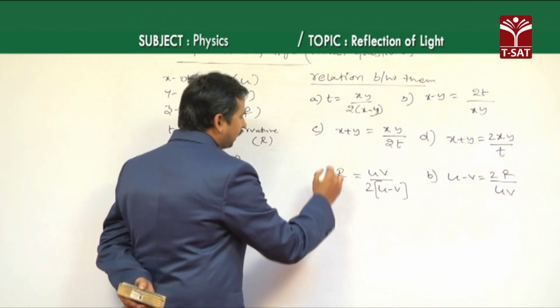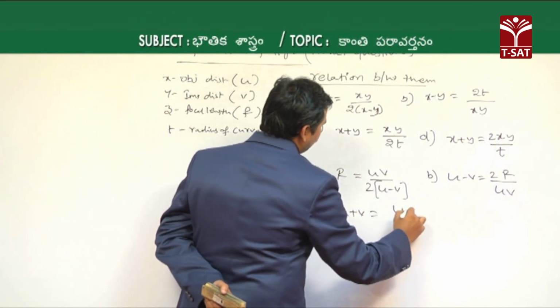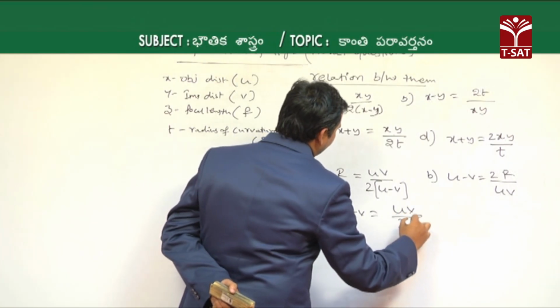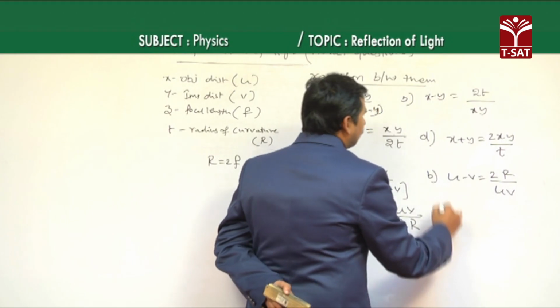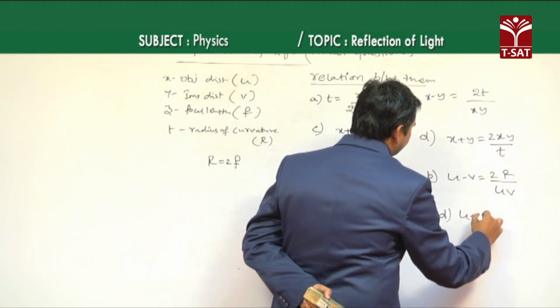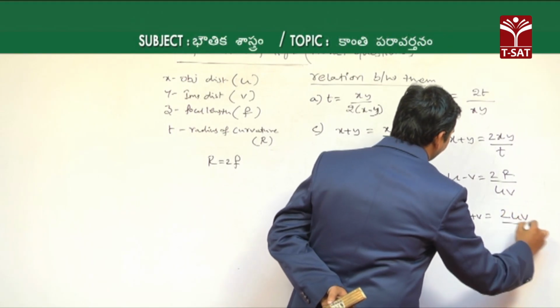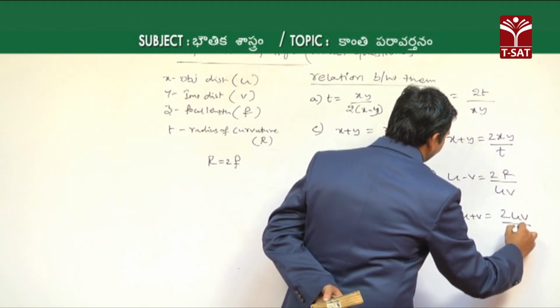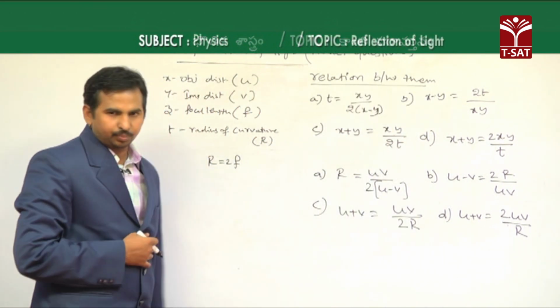And option C: x plus y, which is u plus v, is equal to u into v by 2 into r, that is 2r. Then option D becomes x plus y, which is u plus v, is equal to 2 times xy, which is uv by u plus v, of r. Like this, the options are given there.